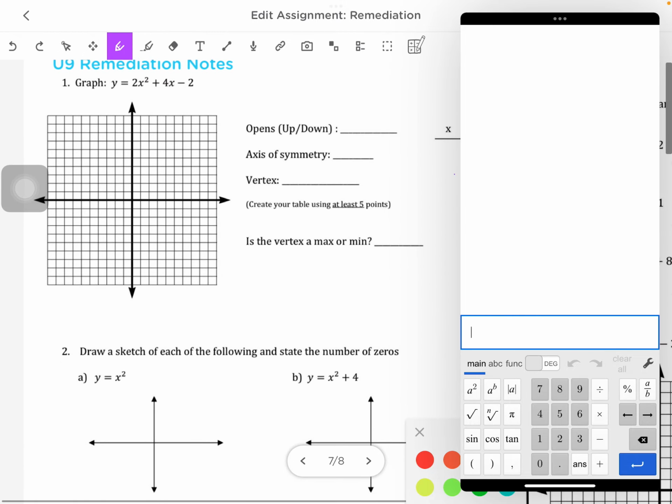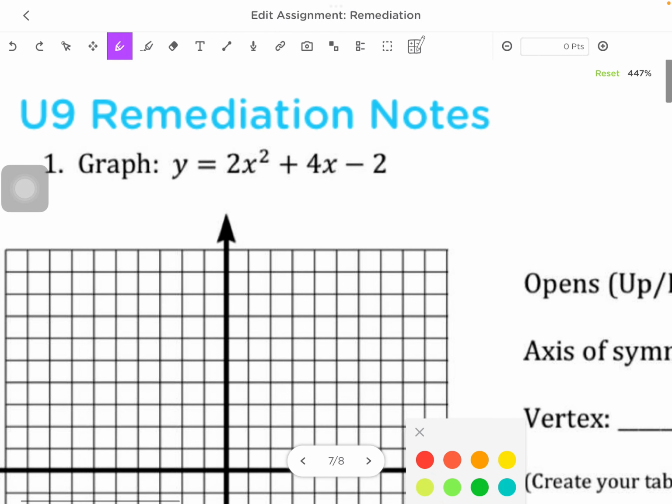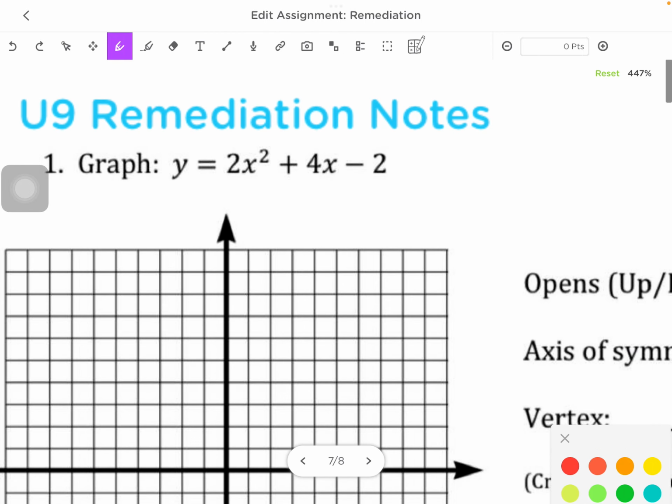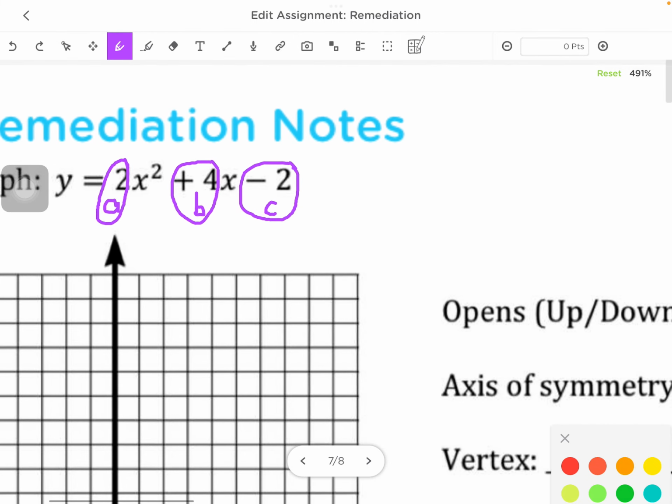For problem number 1, when I see a graphing problem like this, my first step is to start with labeling my A's, B's, and C's. Always make sure you're including the sign before, not just the 4, but the plus that's in front of it. Because when we're doing the C, we need to make sure we're including that it's a -2, not just a plain old 2.